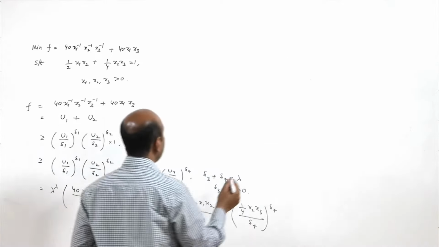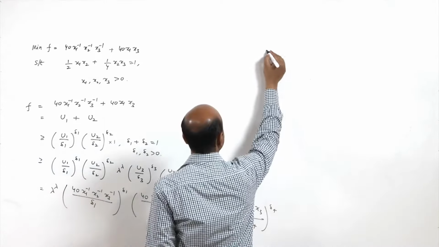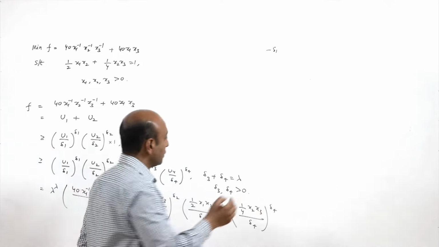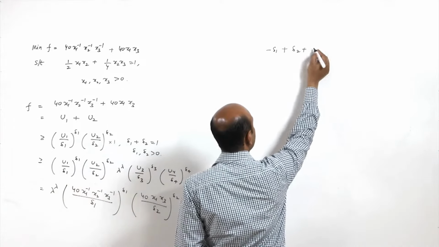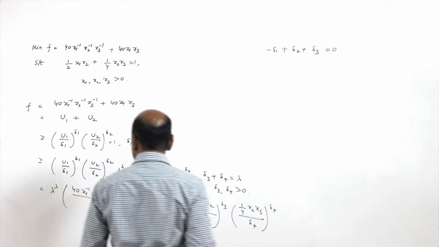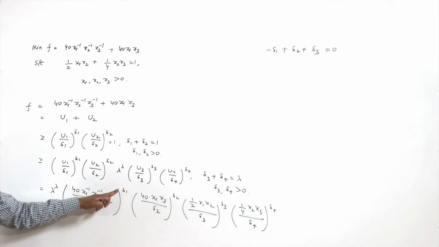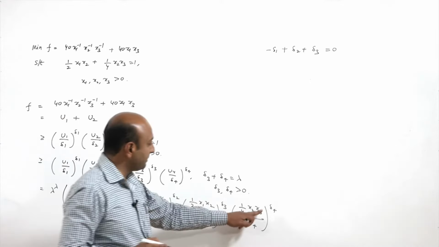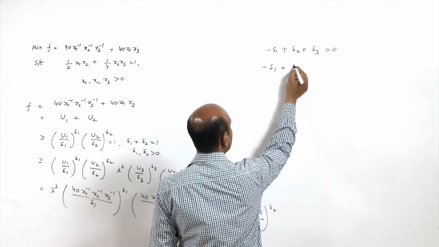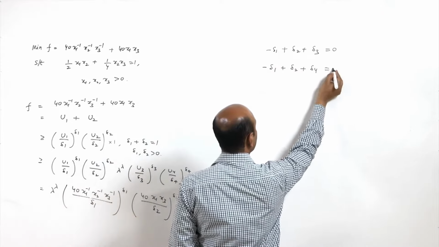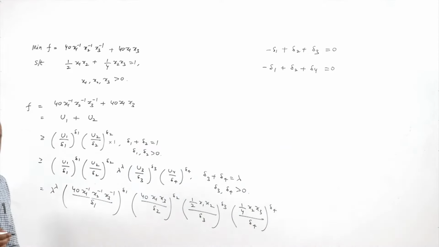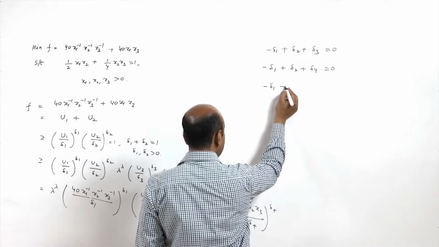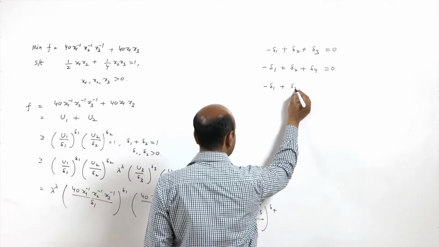If you collect the powers of x1, it is minus delta 1 plus delta 2 plus delta 3 equal to 0. From the second term, that is the power of x2, it is minus delta 1, no x2 is here, so no power of delta 2 for x2, and it is plus delta 3 plus delta 4, that is minus delta 1 plus delta 3 plus delta 4 is equal to 0. And the power of x3 is minus delta 1 plus delta 2 plus delta 4.